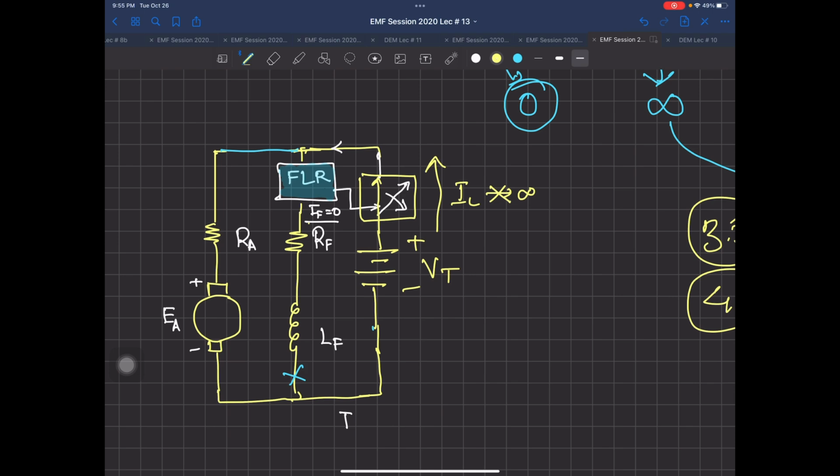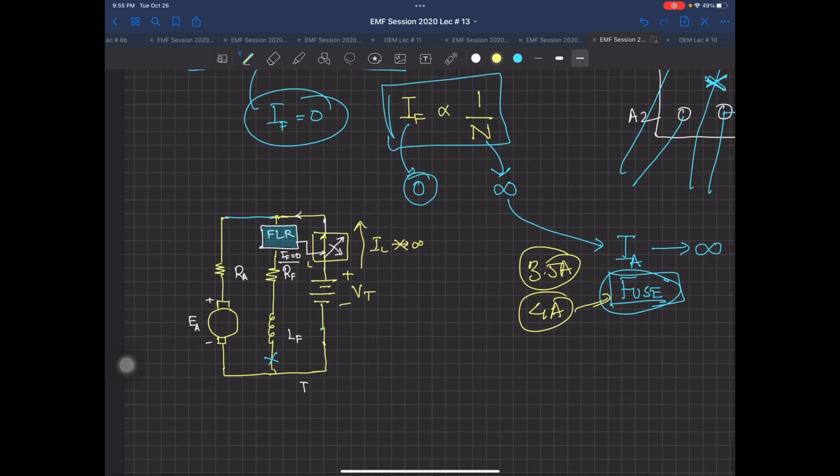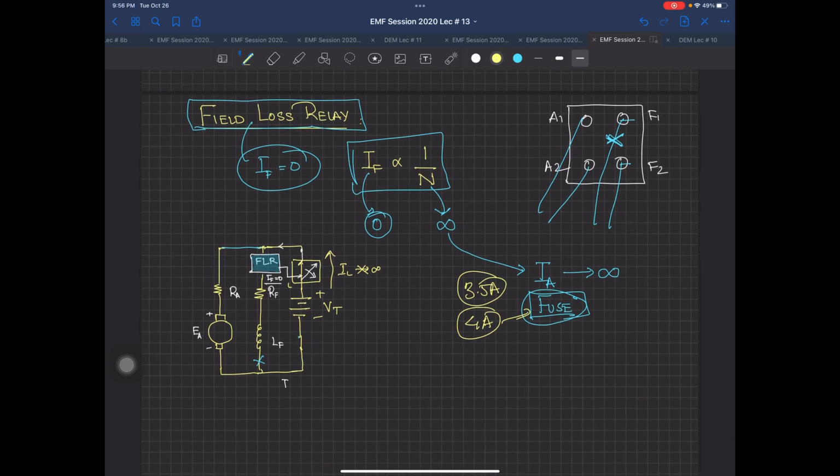So the armature current or the load current will not go to infinity. It will be stopped instantaneously as soon as it is detected, and your machine is saved from any damage. Because even if not infinity, even if 2 times the rated current flows through this armature, it is going to be damaged. The winding is going to be open circuit, it is going to melt down, or it is going to have a winding failure. So field loss relays are very, very important in the industry, especially for large DC machines.